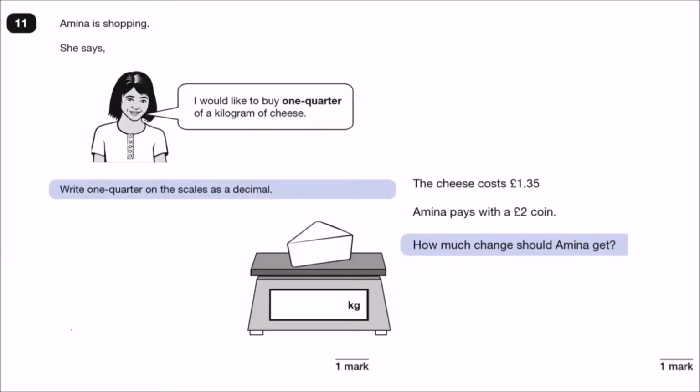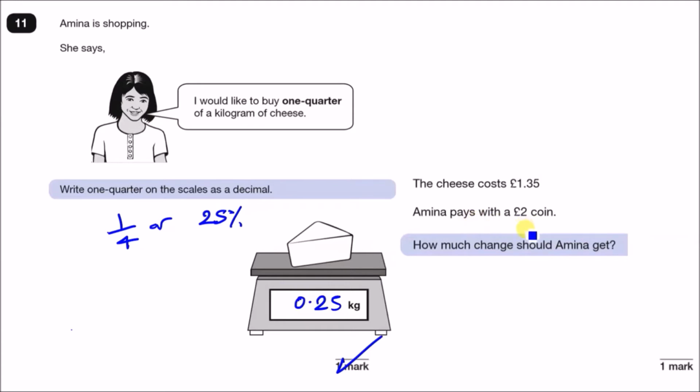All right, number 11. So Amina is shopping and she says, I would like to buy 1/4 of a kilogram of cheese. Write 1/4 on the scales as a decimal. All right, so we need to know that 1/4 is the same as 25%. In other words, 25% of a kilogram is just 0.25. That's it, easy mark.